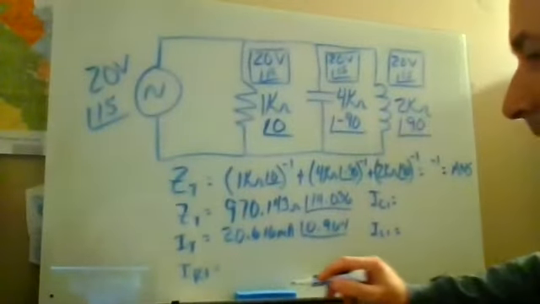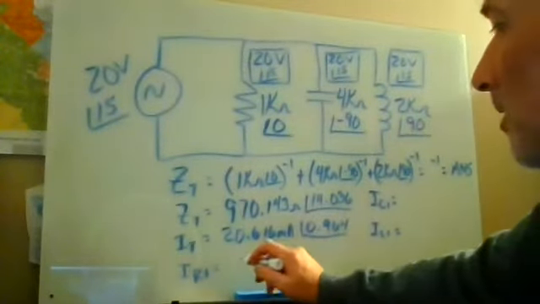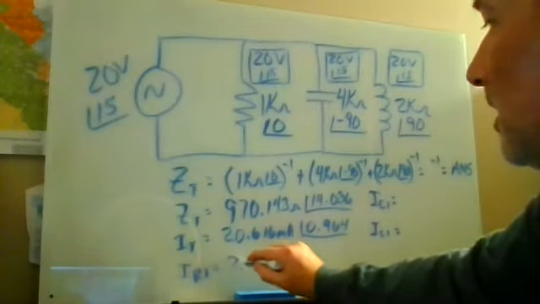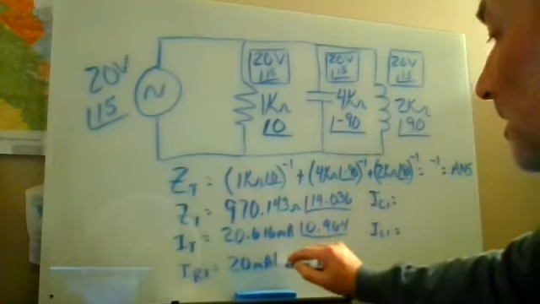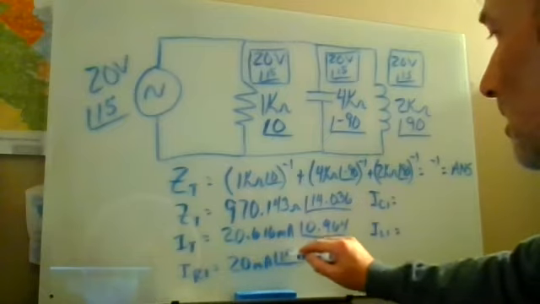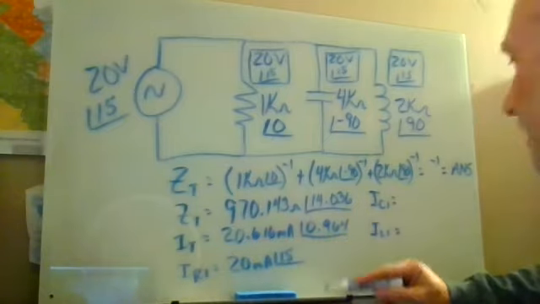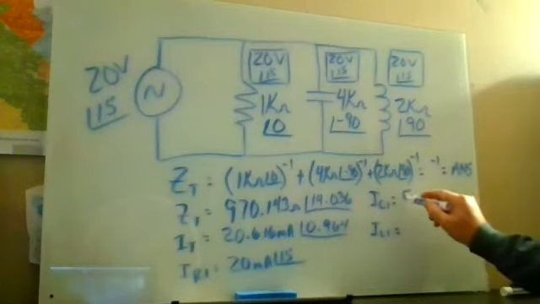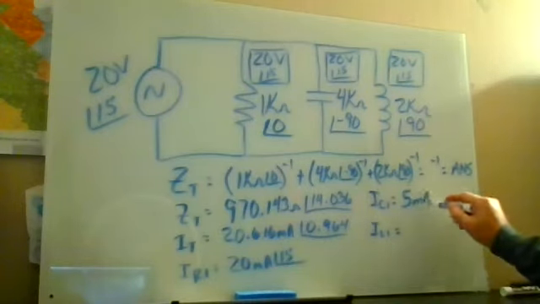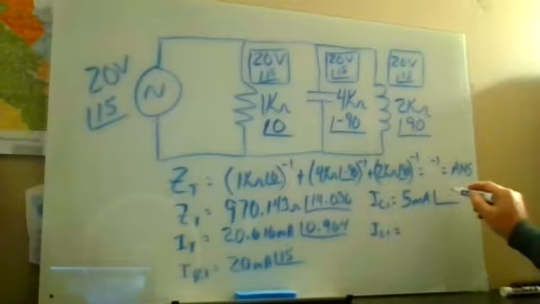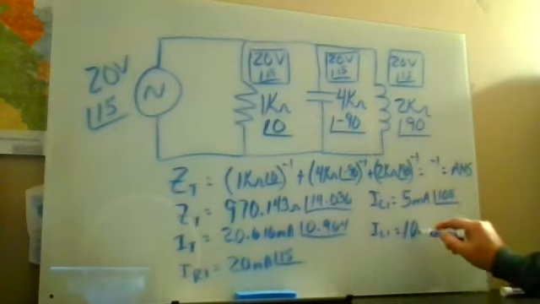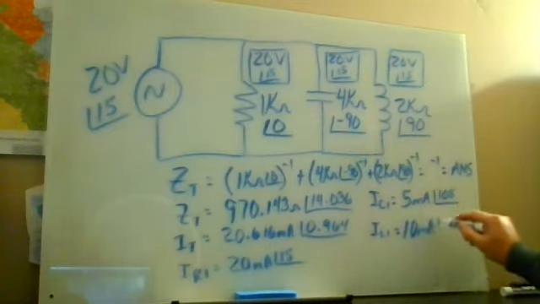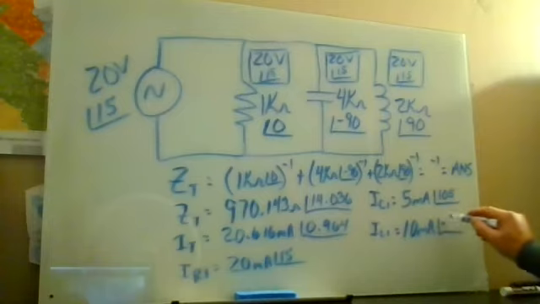So if I do them, for IR1 you should get 20 milliamps at an angle of 15. For IC1, you should get 5 milliamps at an angle of 105. And for IL1, 10 milliamps at an angle of negative 75.